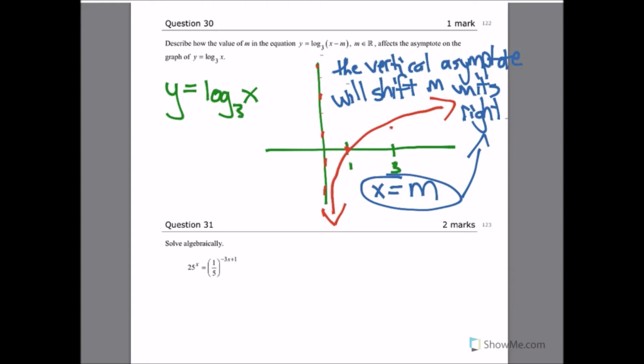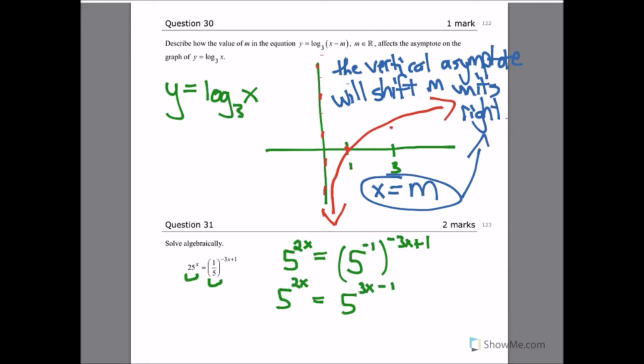Solve algebraically. There are two ways of solving algebraically when they're exponential functions. We can make the bases the same, or we use our calculator. This is not a calculator section, and we can see that 25 and 1/5, you can make those the same. So I'm going to do that by using base 5. 25 is 5 squared, so 5 to the 2x equals 5 to the -1 of -3x plus 1. So this is 5 to the 2x equals 5 to the 3x minus 1. I'm just multiplying. Once the bases are the same, we can drop the bases and set the exponents equal. So 2x equals 3x minus 1, and we get 1 equals x.